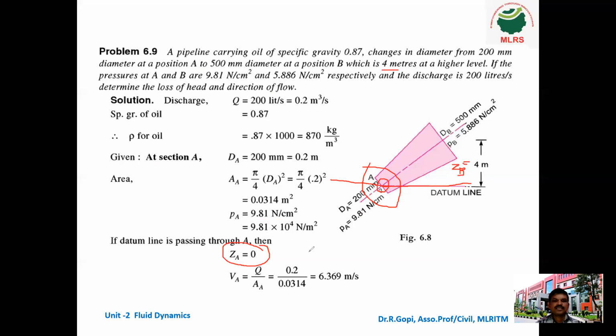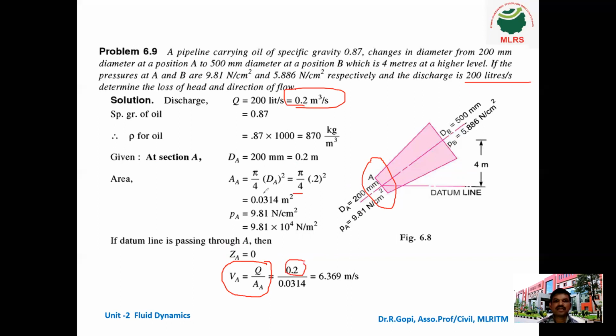Okay. So now VA, we must calculate VA. What is the formula for velocity? Discharge divided by area of the pipe. So here we are dealing at section A only at this point. What is discharge? Discharge is given in the question. We already calculated, it is 0.2. What is area? Area also we calculated, it is 0.0314 meter square. So it is 6.369 meter per second. So this is the answer of VA.